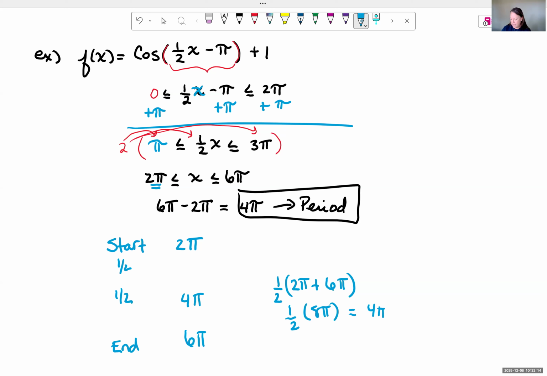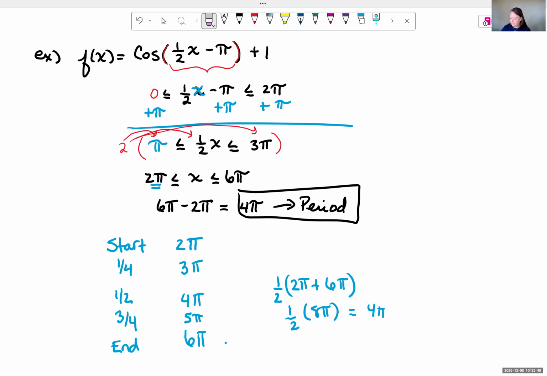Quarter mark, so halfway between 2 pi and 4 pi, I can see is 3 pi. But if I sum those, 4 plus 2 is 6. 6 divided by 2 is 3. So this is 3 pi. Now the 3/4 mark of one period. I would look at the halfway mark and my end mark, trying to find the halfway point. I can see that's 5 pi, but again, if you can't see it, 4 plus 6 is 10. 10 divided by 2 is 5, so this would be 5 pi.